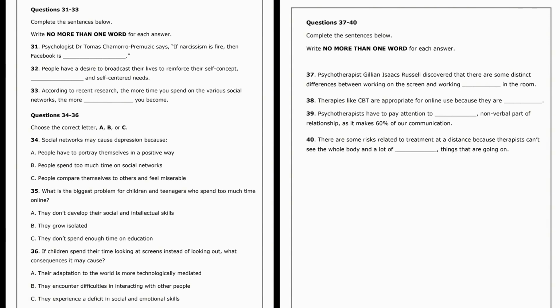I spoke to psychologist Tomasz Chamorro-Premuzic about the risks he believes are posed by social media and technology. If narcissism is fire, Facebook is gasoline. So people wouldn't have gravitated towards Facebook or Instagram or Twitter or Snapchat if they hadn't been narcissistic in the first place, by which I mean, if they hadn't had this desire to broadcast their lives, to behave like celebrities and share personal information about themselves as if it's really interesting, and also seek positive feedback from others that reinforces their kind of self-concept and self-esteem and perhaps self-centered needs.